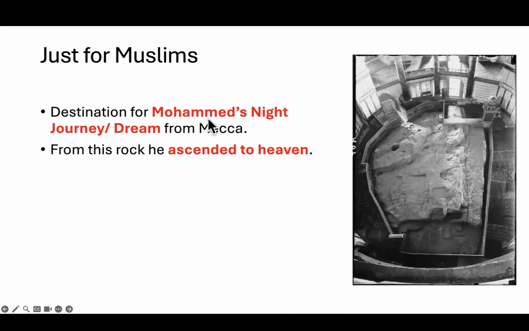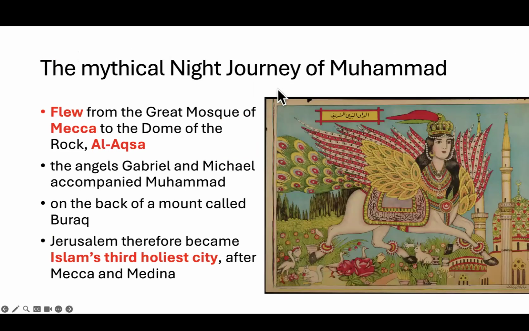But just for Muslims, there's an extra chapter involving this rock. And it involves Muhammad's night journey, or dream, taking off from Mecca, and he flies to Jerusalem, the Rock, on the back of a royal horse, where he ascends to heaven.